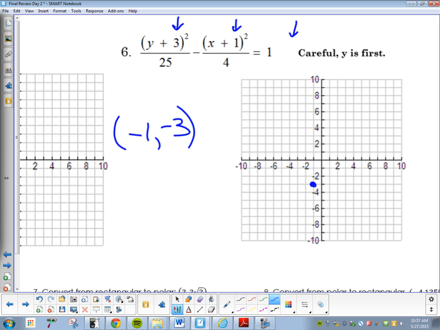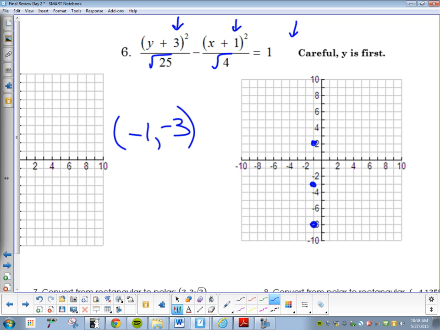What do we do next, Charisse? We made our center dot. Then what do we got to do? Square root the 25 and 4. Very good. So we square root that 25 and we get 5, Amber. What is that 5 telling us to do? Where's it underneath? Is it underneath the x or the y? Up and down. You think it's underneath the y, so go on the y-axis 1, 2, 3, 4, 5.